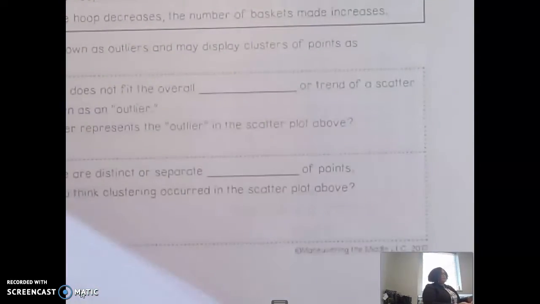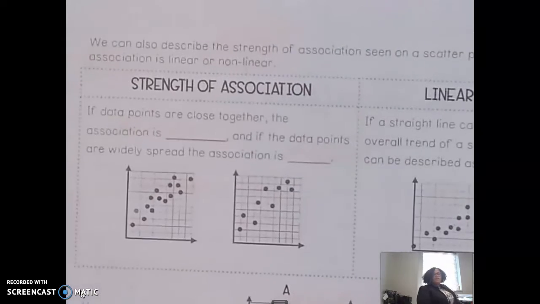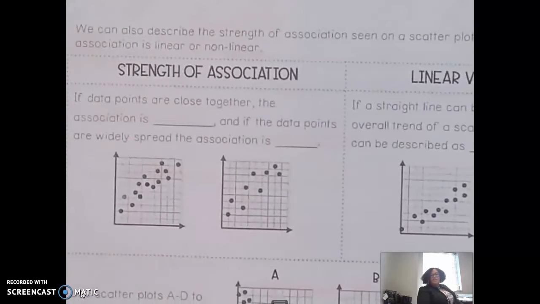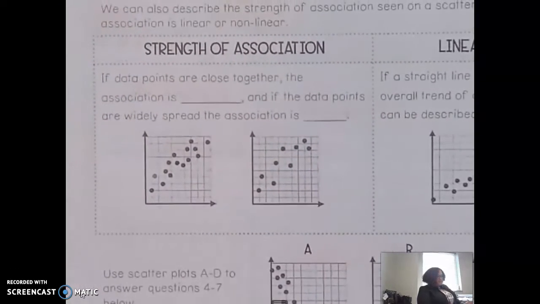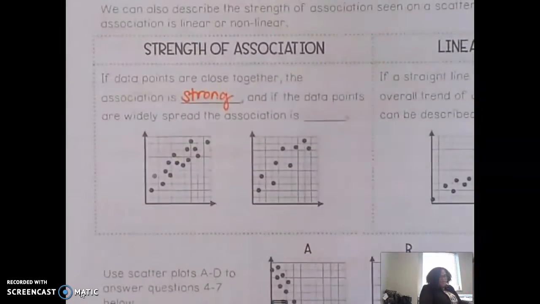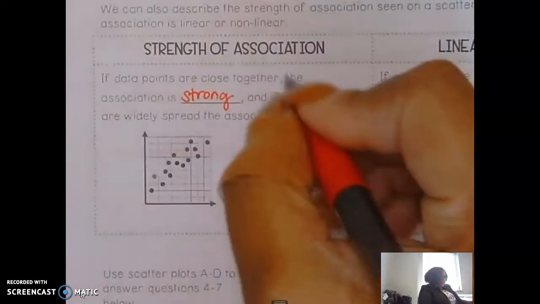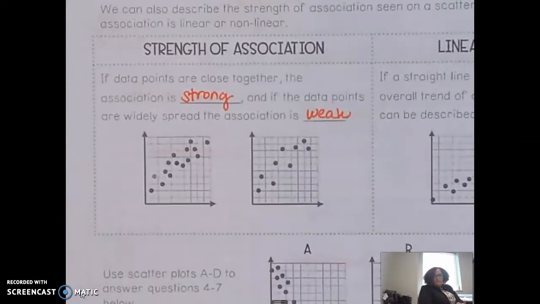All right. We can also describe the strength of association seen on a scatter plot and whether the association is linear or nonlinear. So if data points are close together, the association is strong. Okay? Kind of like saying your association with your friends. If y'all are close, the association is strong. If you're not close with other students, then you're going to be widely spread out and your association is weak. Okay? No negative connotation there.